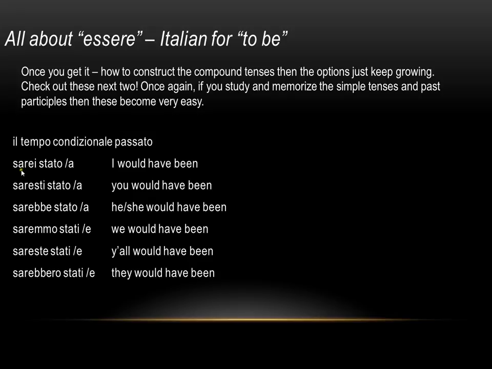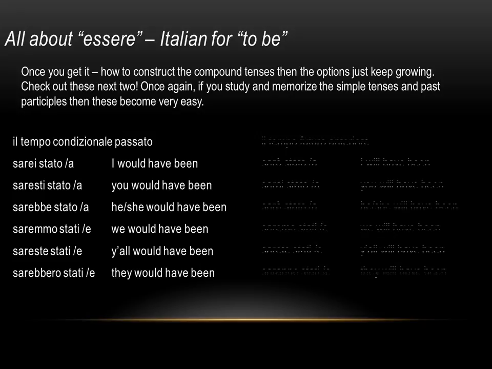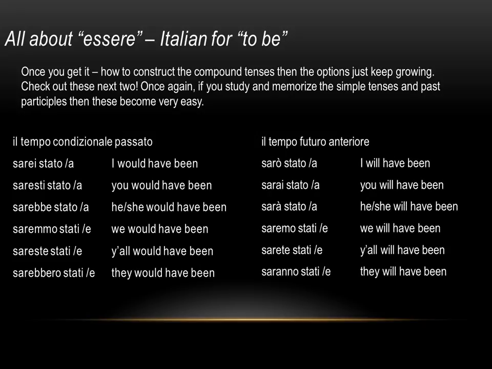It's no longer present, it's no longer imperfect, it's in the conditional tense, and then it's followed by the exact same past participles. So we have sarei stato, I would have been. Saresti stato, you would have been. Sarebbe stato, he or she would have been. Saremmo stati, we would have been. Sareste stati, y'all would have been. And sarebbero stati, they would have been. Okay, the conditional past. Here's a different twist.